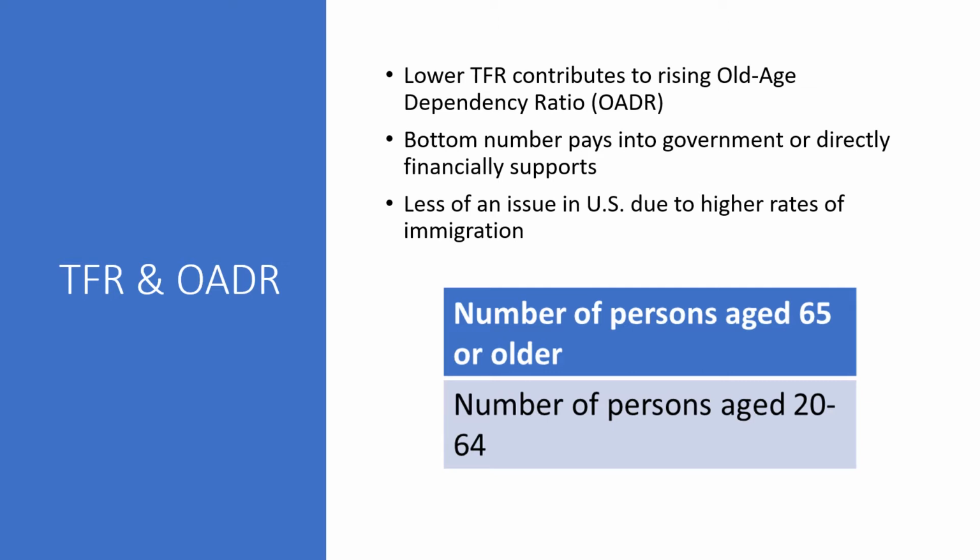And so having a rising OADR is challenging for countries, because basically you have a growing older population that is supported by a decreasing working population. But in the United States, even though our total fertility rate is pretty low, it's less of an issue because we have higher rates of immigration, both documented and undocumented, and immigrants usually come when they're younger, not when they're older.